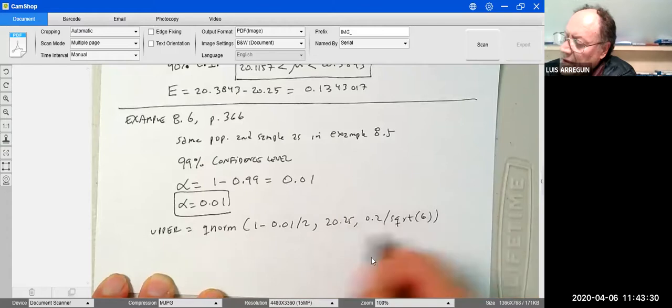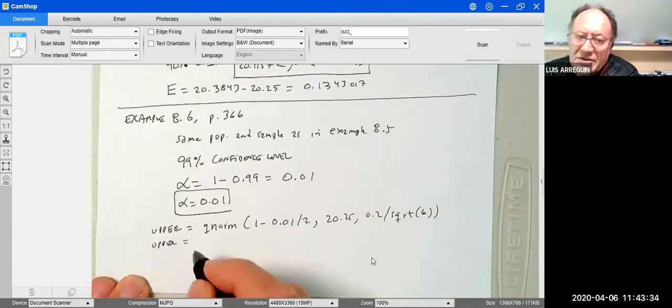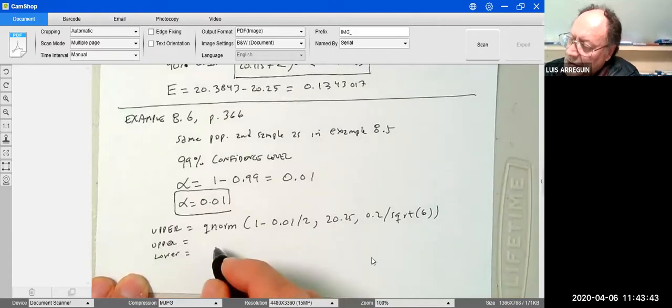The only thing that we are trying to find here is the difference of the margins of error for these two problems. You're going to see what happens with the margin of error when you increase the certainty of your interval, when you increase the confidence of your interval.